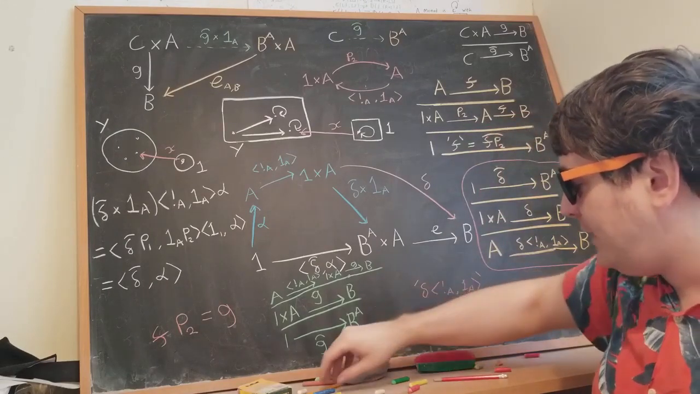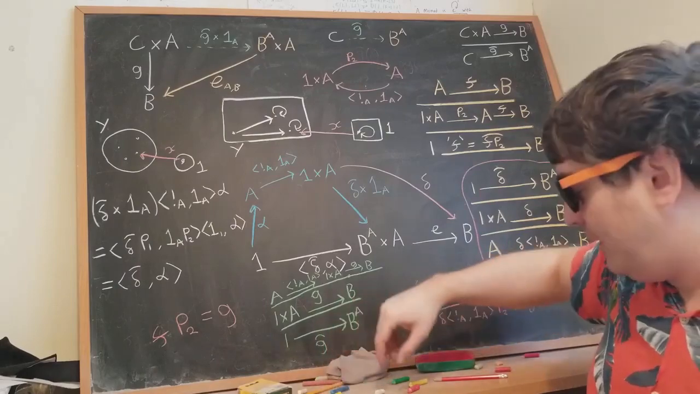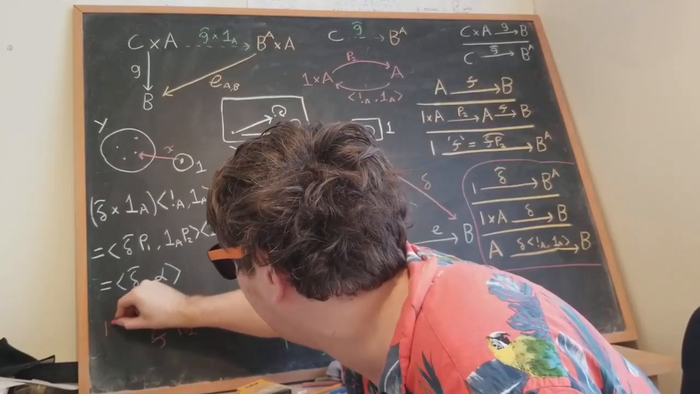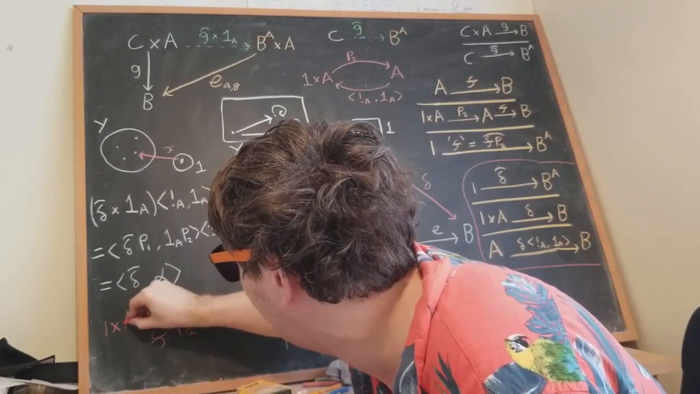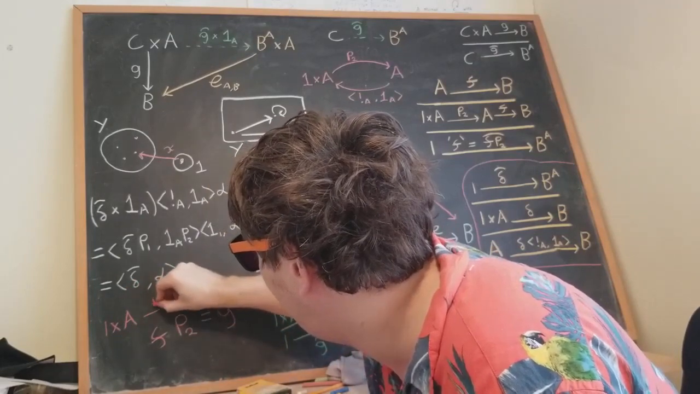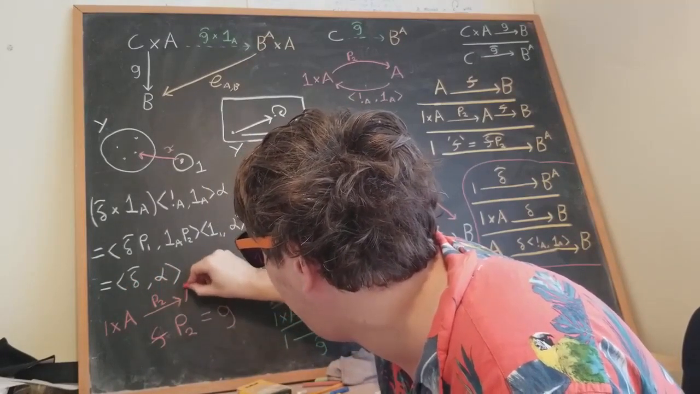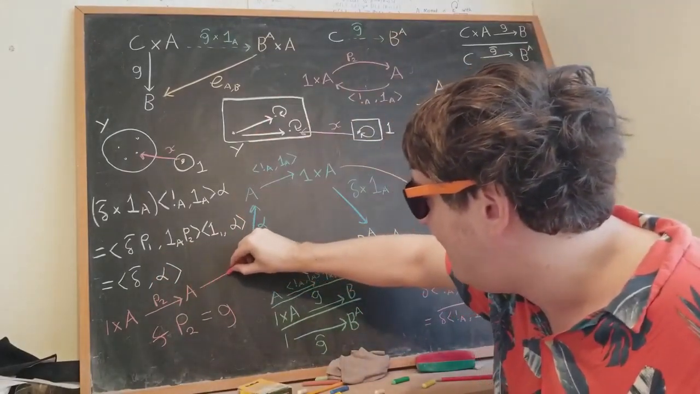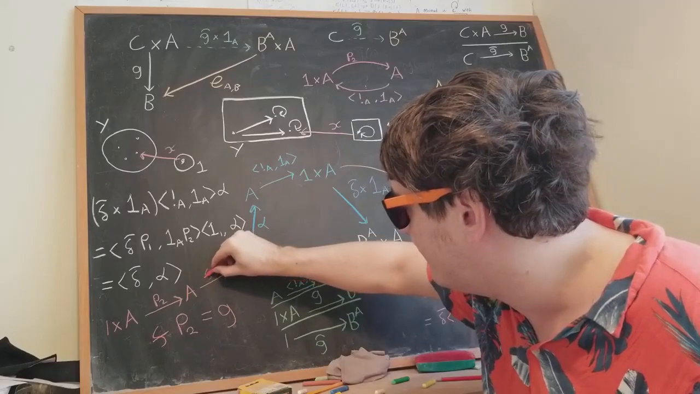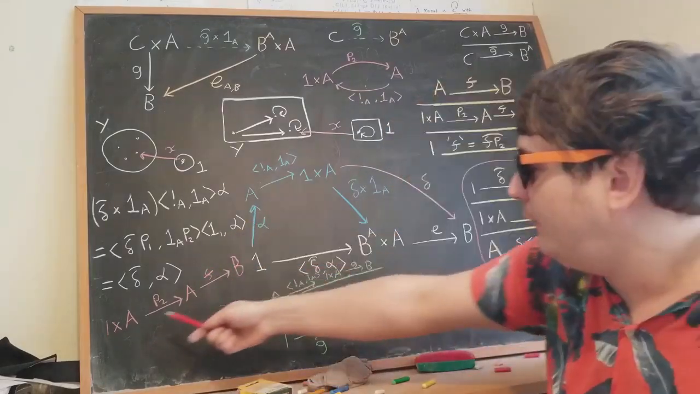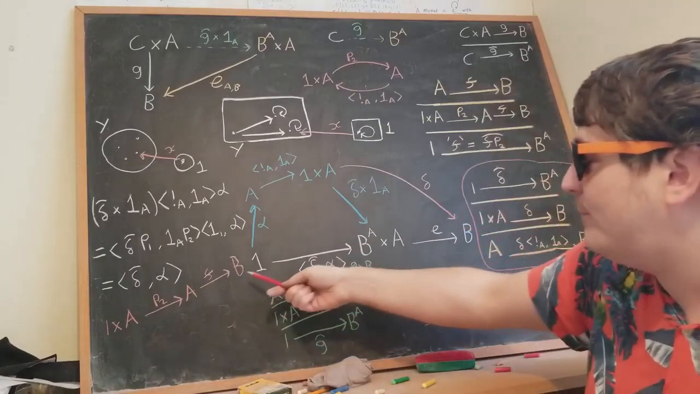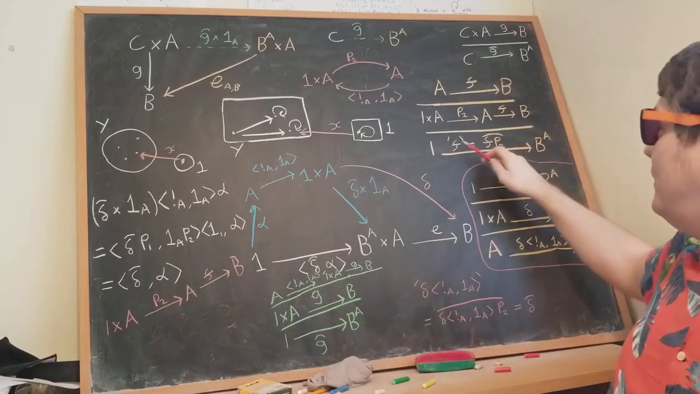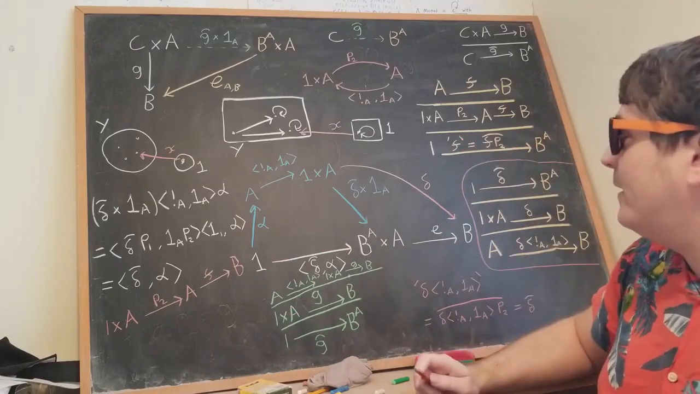And what does this look like? Well, it basically looks like this. We have 1 times A, and then we do P2, and we get A. P2 is this isomorphism here, and then we do F, and we get B. And then if we take the transpose of this, we get this point of B to the power of A, which we call the name of F.